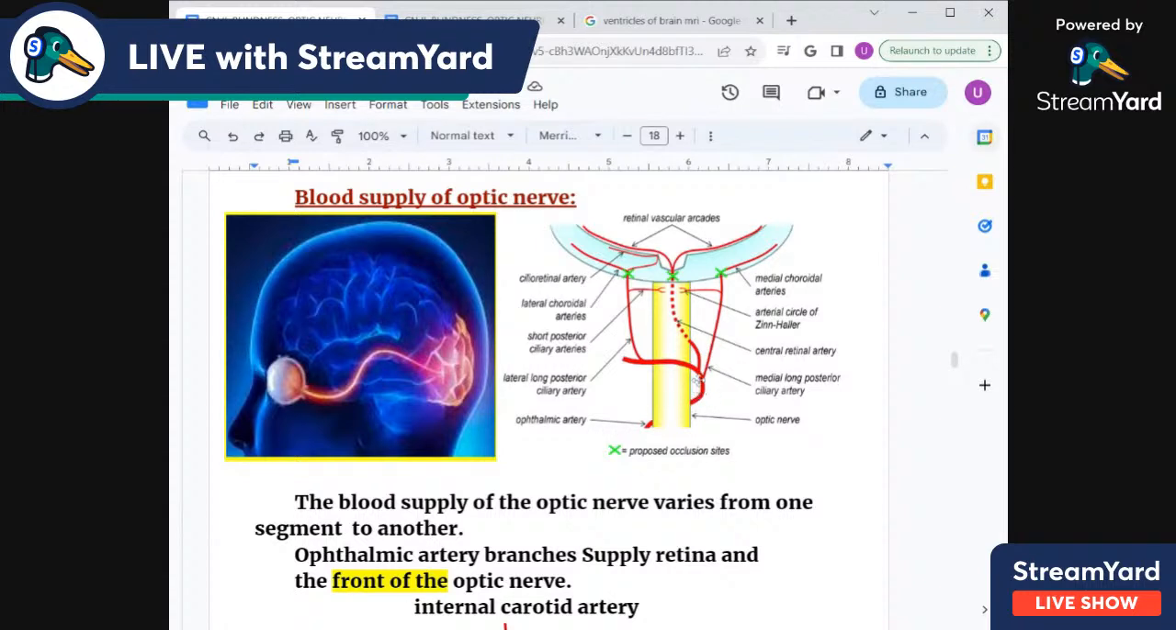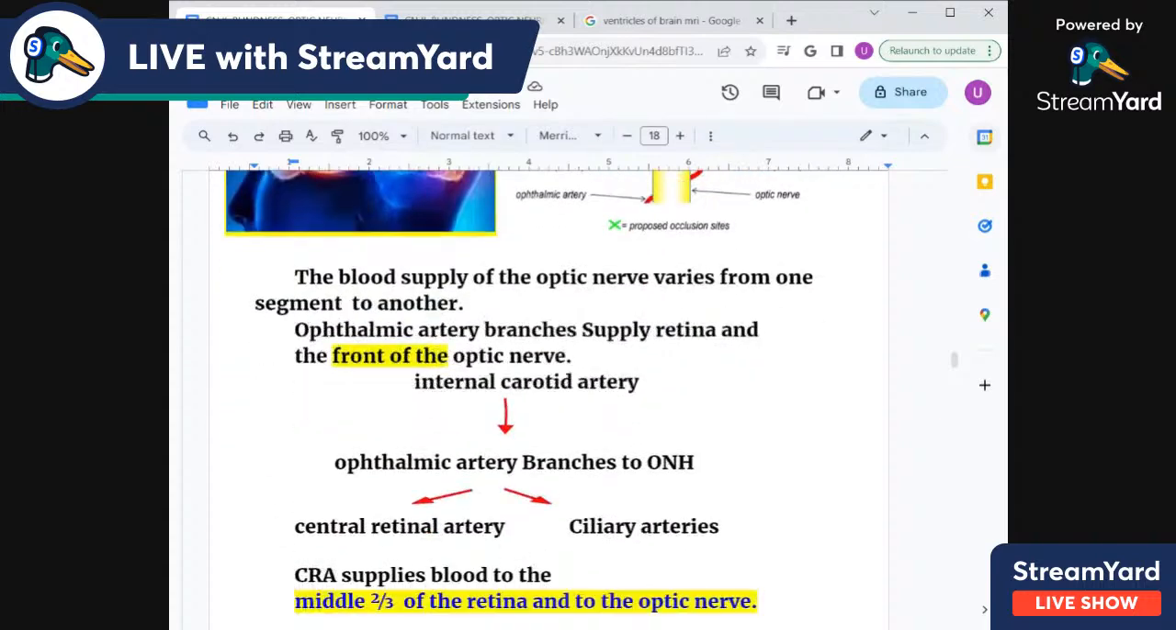The front of the optic nerve is supplied by the ophthalmic artery, which is a branch of the internal carotid. Ophthalmic artery gives two branches here, the central retinal artery and the ciliary retinal artery that supply the optic nerve. So the central retinal artery arises from the ophthalmic artery and it pierces the optic nerve about 10 millimeter behind the eyeball and runs in the substance of the optic nerve and supplies the middle two-thirds of the retina. The anterior two-thirds is supplied by the ciliary arteries, and this central retinal artery also supplies the optic nerve head.